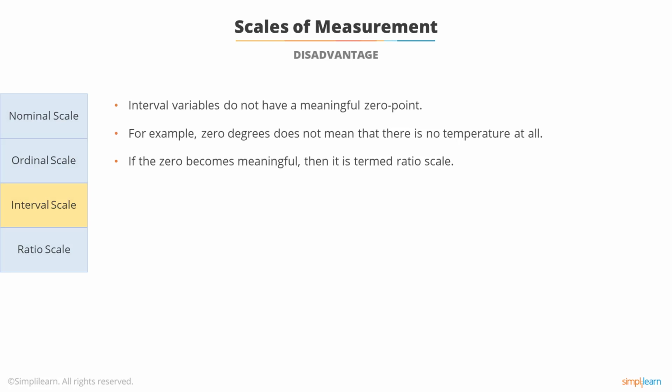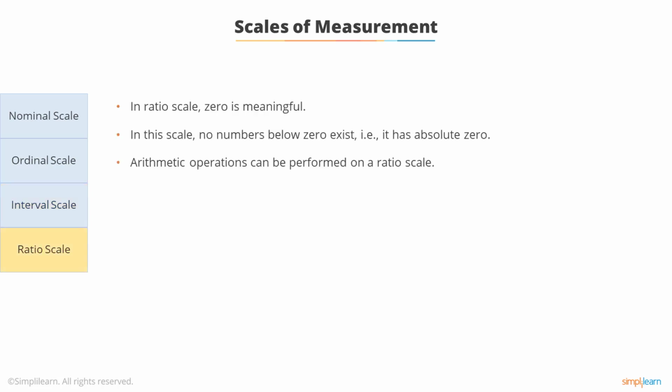If a 0 ever becomes meaningful, then it's termed a ratio scale. Now in the ratio scale, 0 is meaningful. So in this scale, no numbers below 0 exist. It has an absolute 0. And arithmetic operations can be performed on a ratio scale.